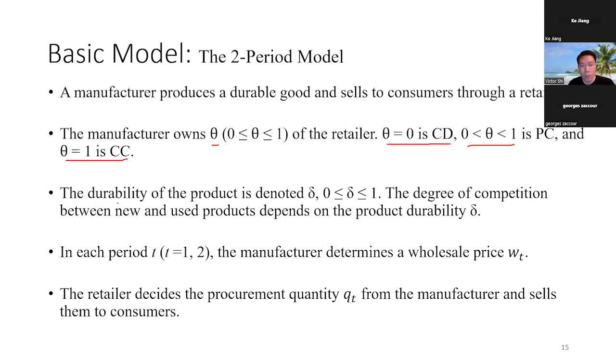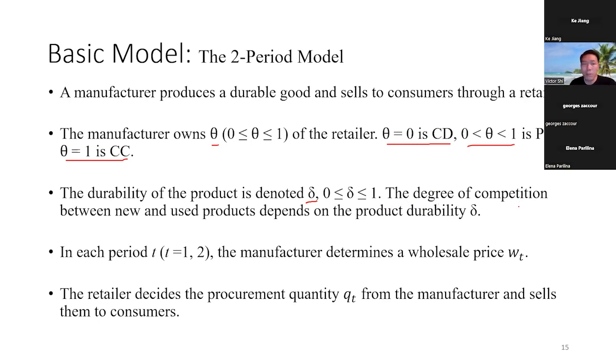So the durability of the product is denoted as delta. Okay, so delta is between 0 and 1. If delta is 0, that means the product is not durable. The product can only last one period. But if delta is 1, that means the product is perfectly durable. That means the product will be new this year, next year is still new, on year number 3 is still new. So you can imagine something like a diamond, right? Diamond rings, this year, next year, they are the same thing, right?